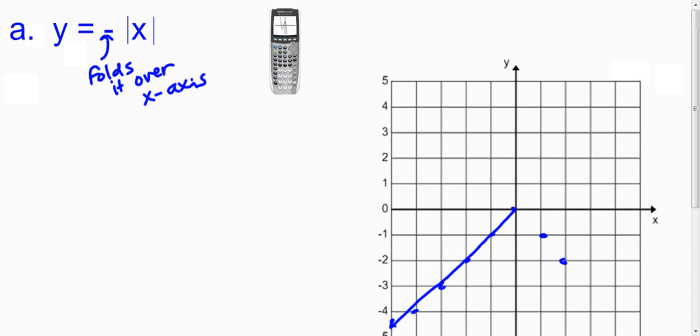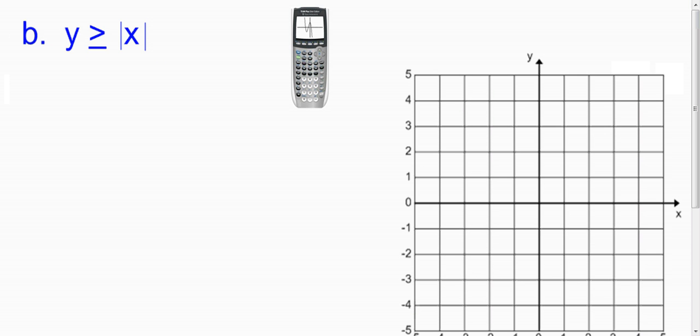This is an equal sign, so I don't need to do any shading in here because my equation has an equal sign in it. All right, next, this is y is greater than or equal to the absolute value of x. So we already know what the absolute value of x equation looks like. It looks something like this. Again, its peak is at 0, 0, and then it has a slope of +1 on the right side and -1 on the left side.